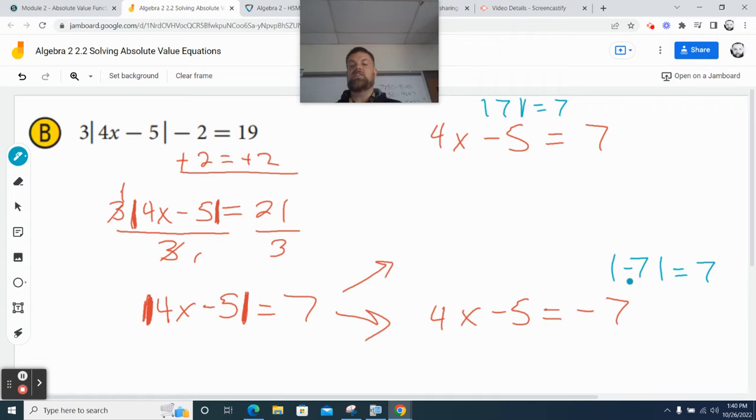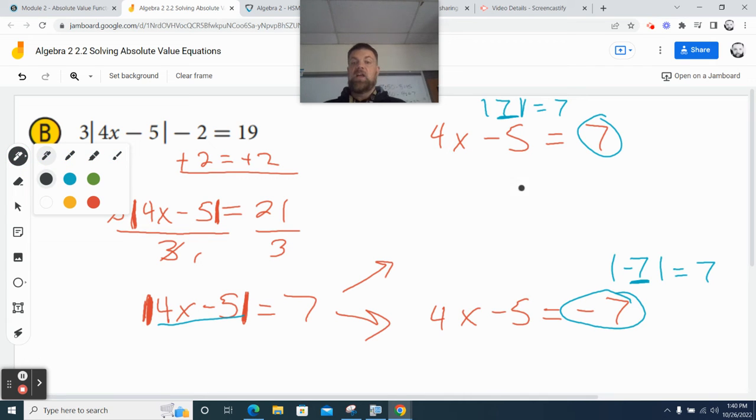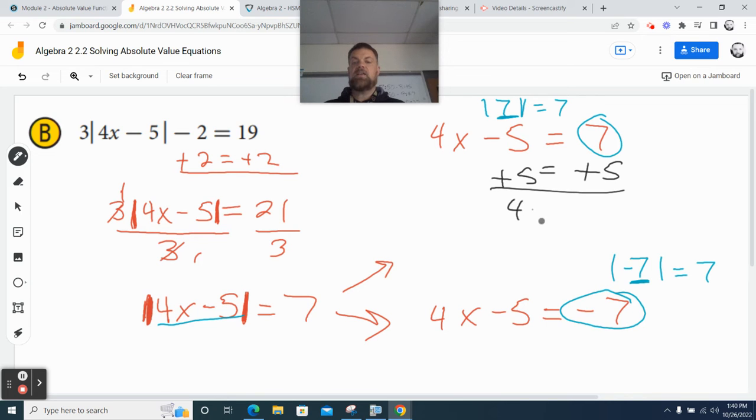So that's what I'm doing: I'm taking this and I'm putting it here. I'm taking this and putting it here. And it should equal this. So anyways, let's continue. I'm going to add 5 to both sides. And I get 4x is equal to 12. Divide both sides by 4. And I get x equals 3.